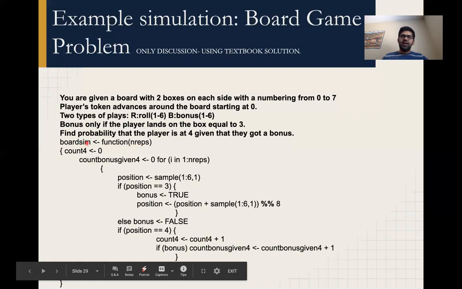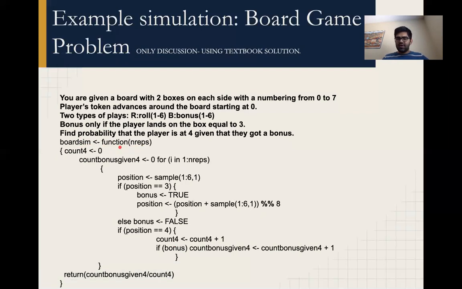This is the function name. This is the keyword function that defines it as a function. Then the number of arguments. I have two counters. One counts the number of times the bonus is given, that is, the number of times I landed at 4.